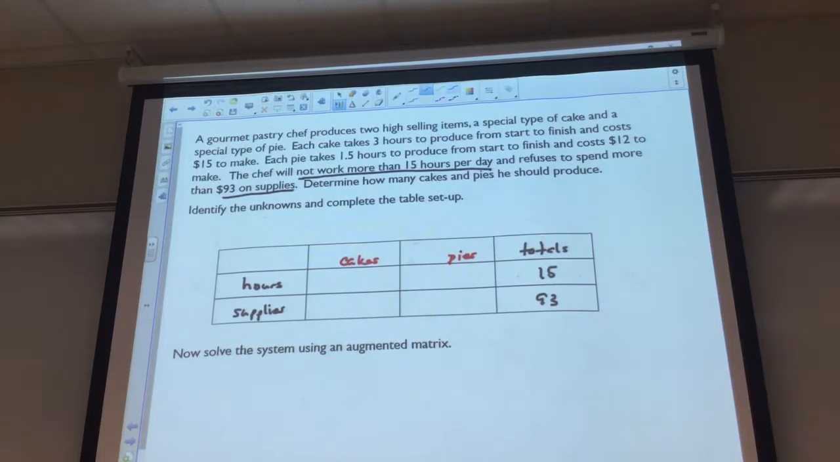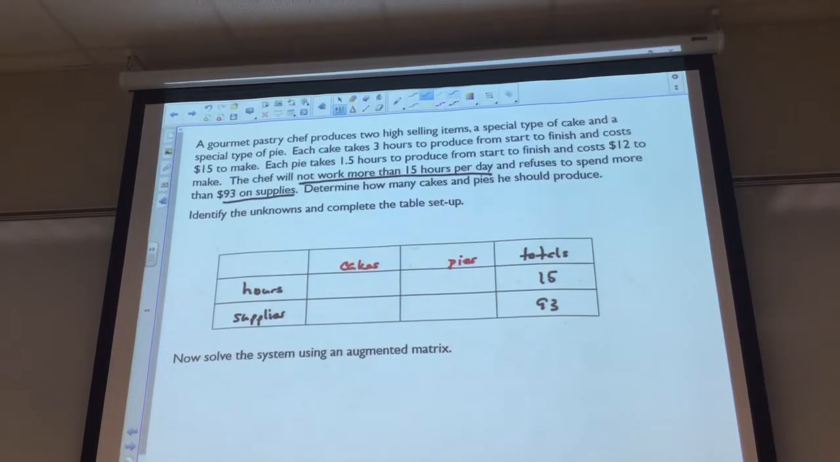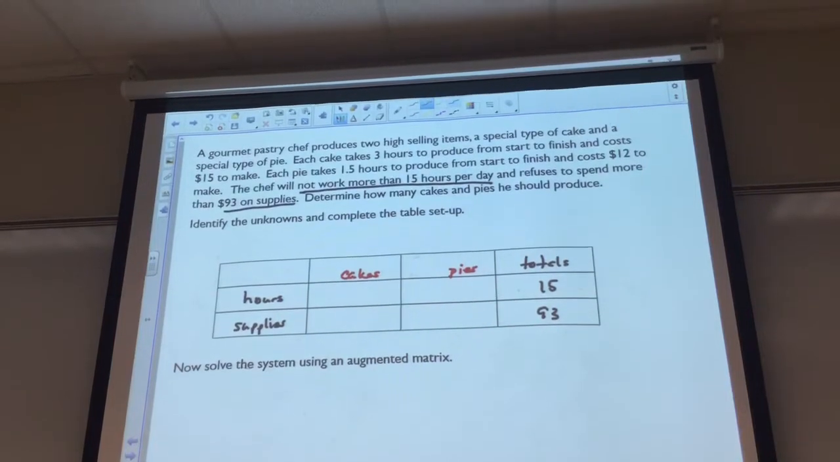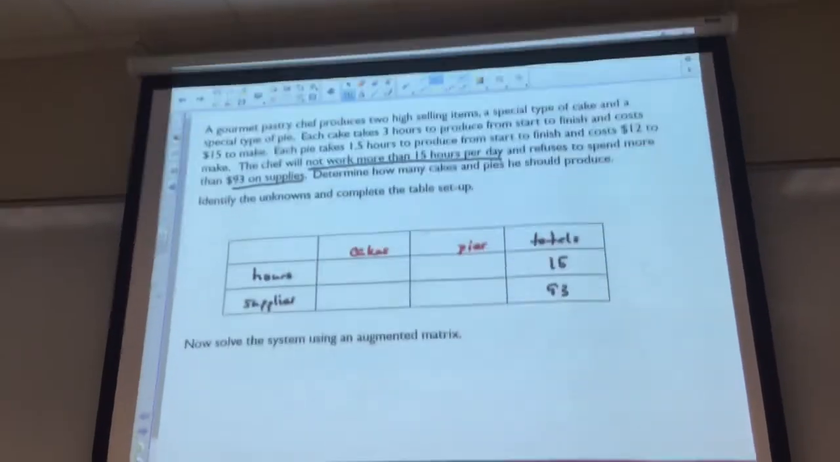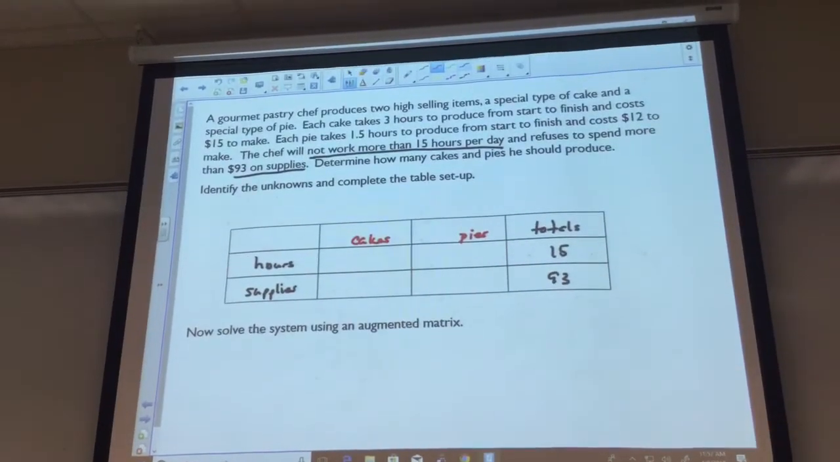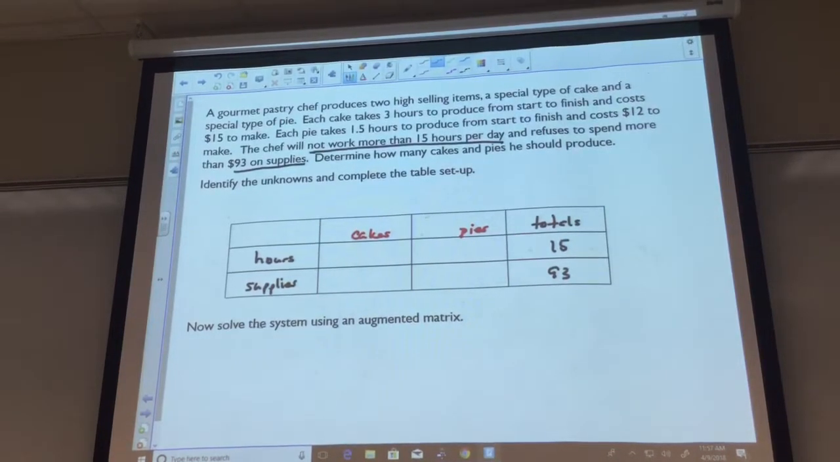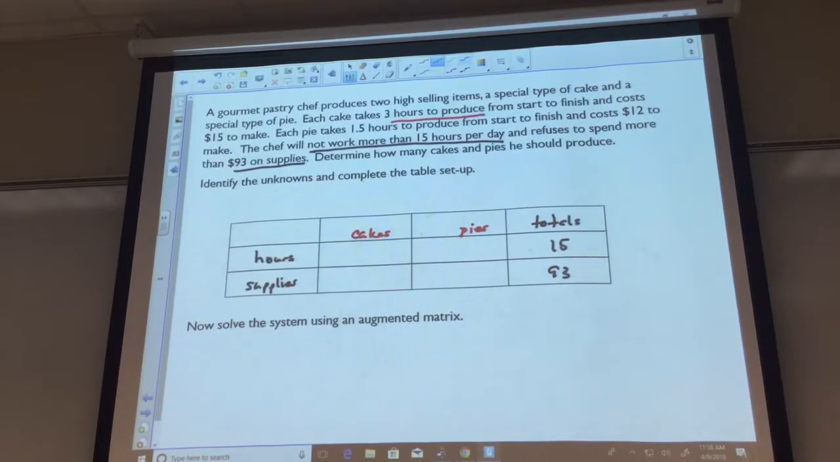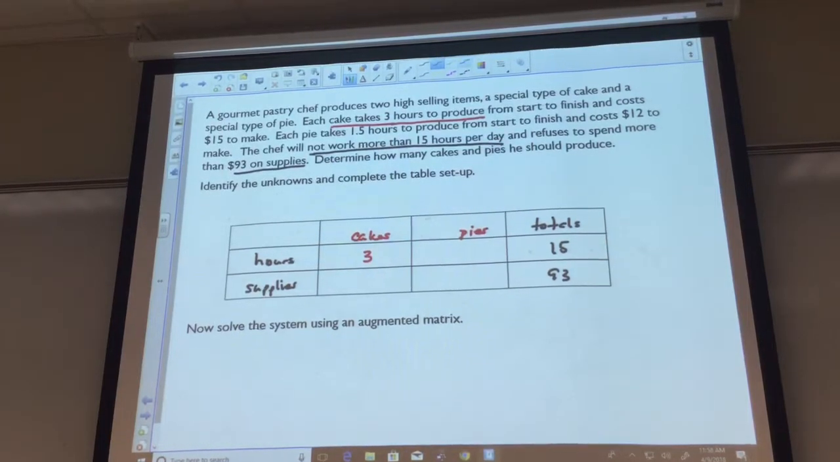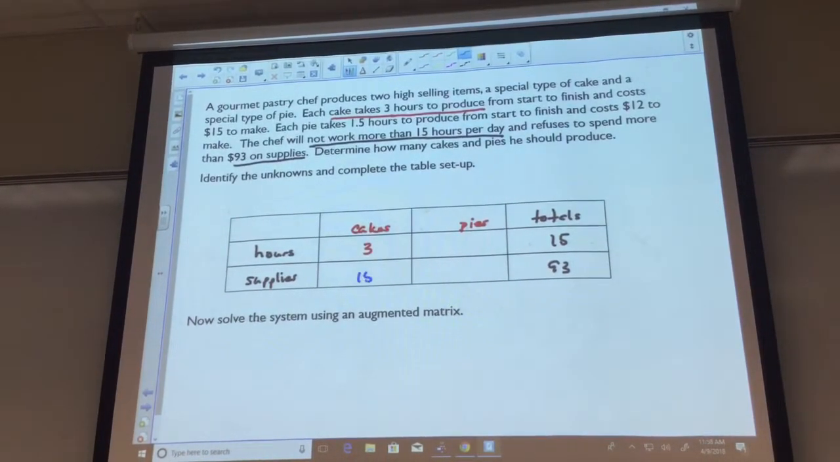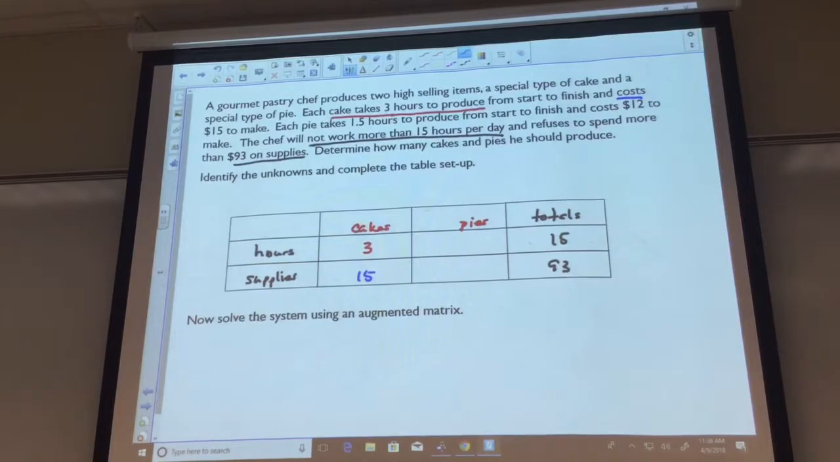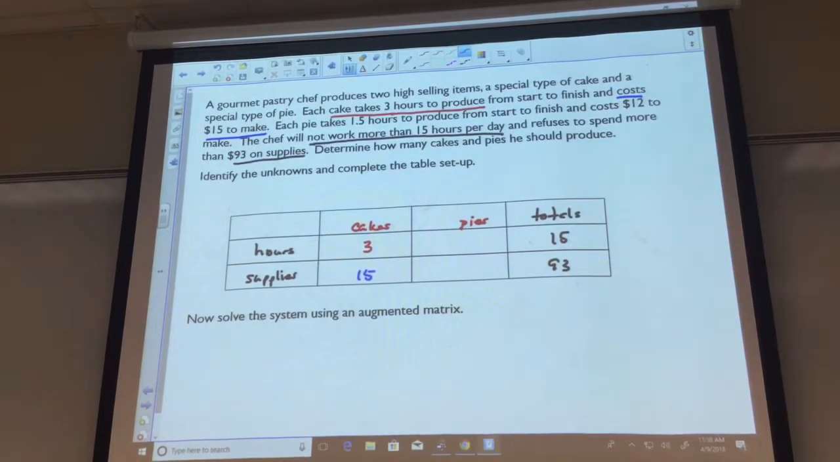If you can't figure out what the column headers are, then go to the totals, because those are always going to tell you what the rows indicate. And then the columns are the only thing left for you to fill in. Now you're going to put in all the numbers. What's it tell you about cakes? 3 hours to produce each cake. That better go where cakes and hours intersect. And what else? Costs $15. So that better go where costs and cakes intersect.